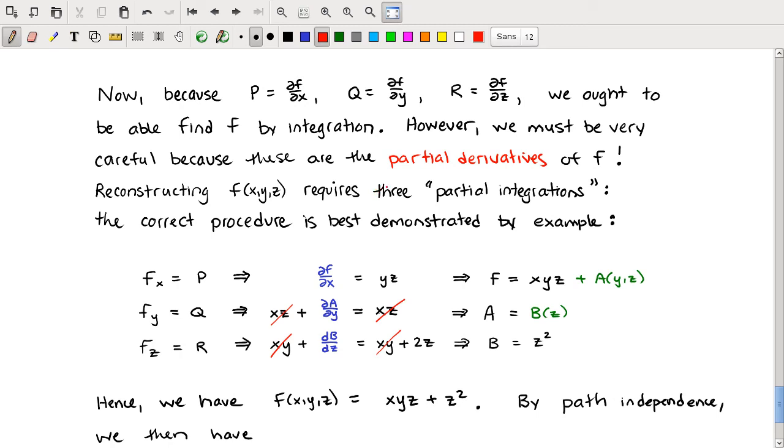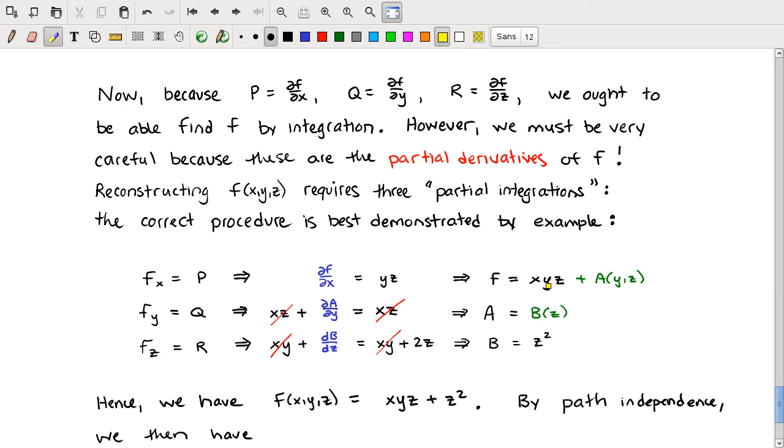If you ever wondered if there's an analog of partial derivatives, then I suppose you could say, yes, there is, and here we're going to try it. So let's start with the x partial derivative of f. The x partial derivative is P, and we're given P. So that tells us that df dx is yz. This is P. So we can integrate both sides with respect to x.